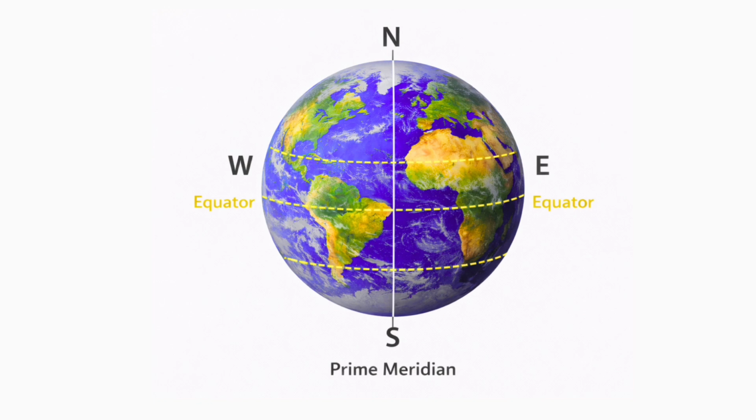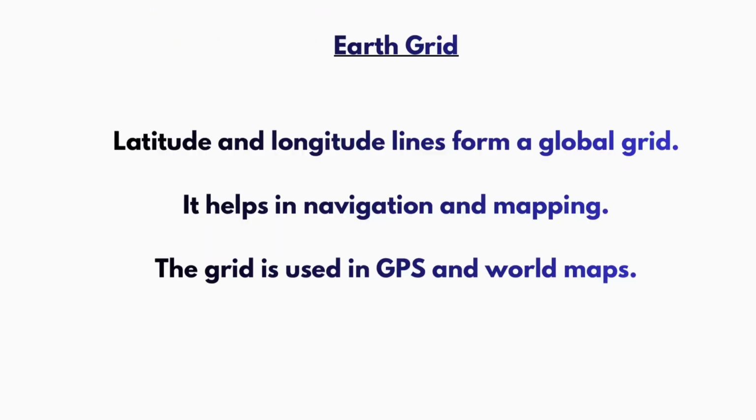Alright, so we get a small summary here. What did we learn here? Seasons caused by revolution and tilt, day and night caused by rotation, latitude and longitude, imaginary lines to locate places, and hemispheres, halves of the Earth.